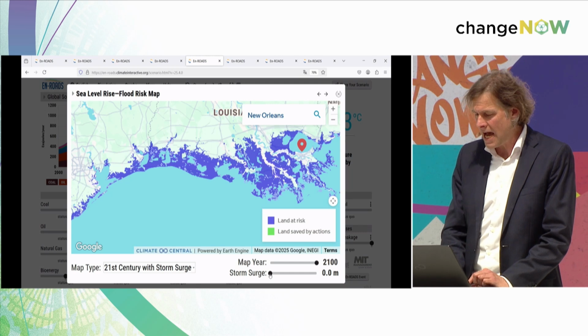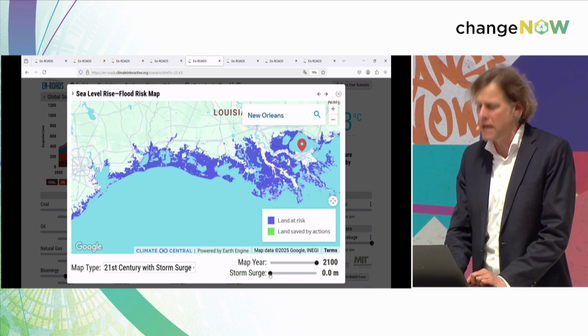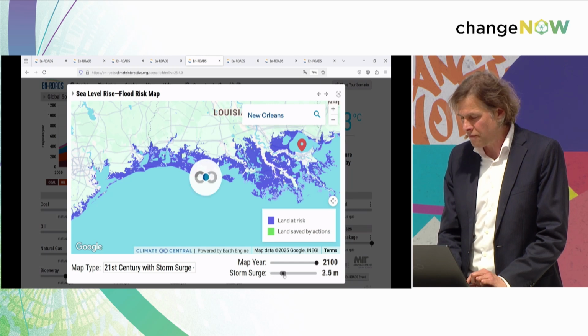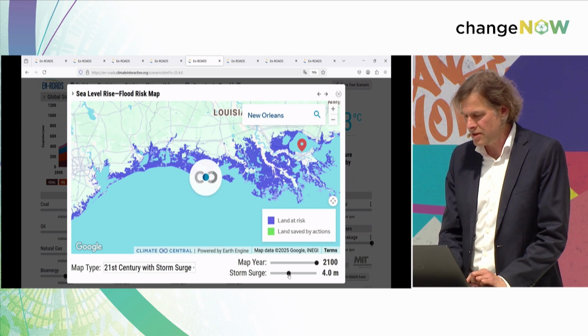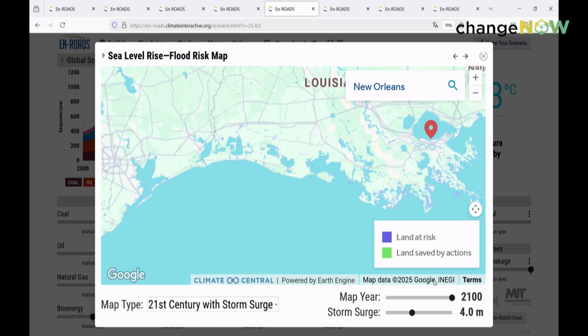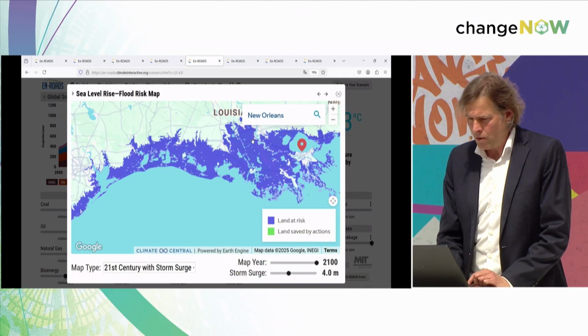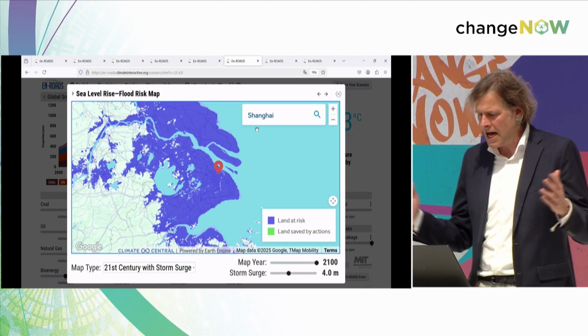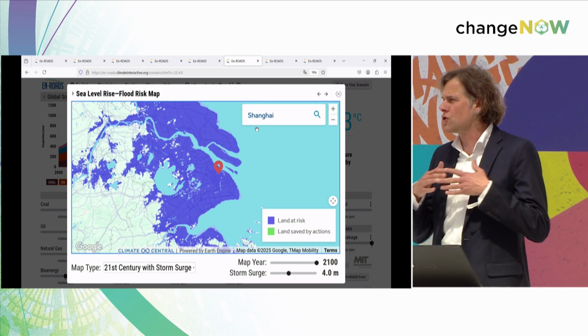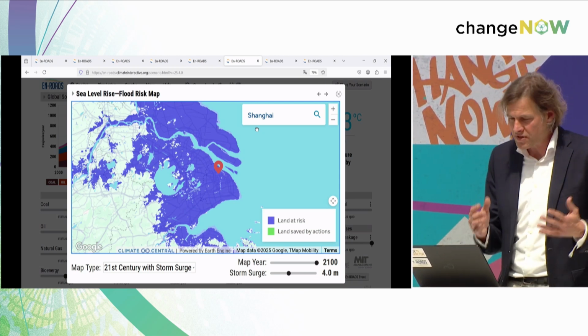So let's have a look what happens if we, in addition to the sea level rise because of the ice melting, have a storm surge of, let's say, 4 meters in this area. This means total devastation. In addition to the infrastructure, we're also harming these people. Other regions of the world, Shanghai with a 4-meter storm surge, total devastation. Millions of people have to move somewhere else.